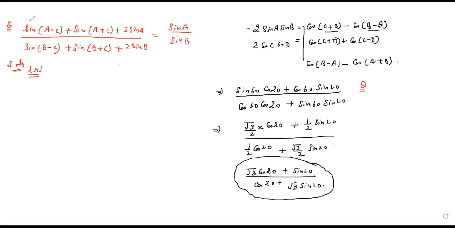Now see, I'm going to apply the formula for sin C plus sin D. This entire expression is my X, let it be X. This entire is my Y. So sin X plus sin Y is equal to 2 sin ((X plus Y) by 2) cos ((X minus Y) by 2). So 2 sin ((X plus Y) by 2) cos ((X minus Y) by 2) plus 2 sin A.